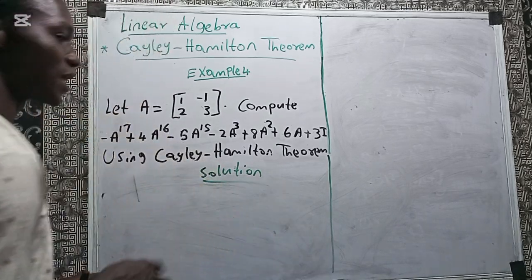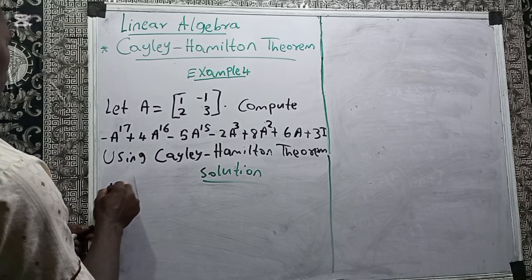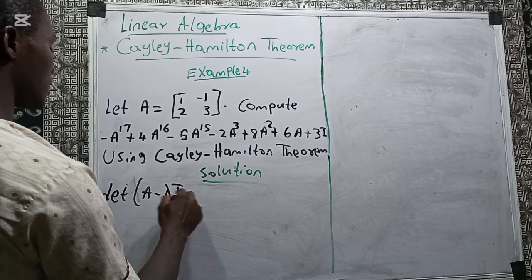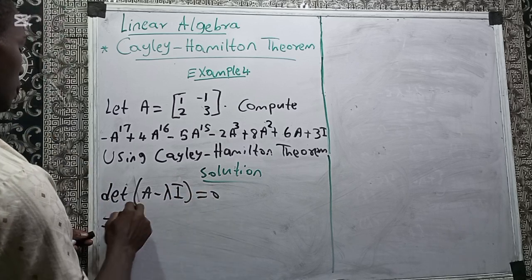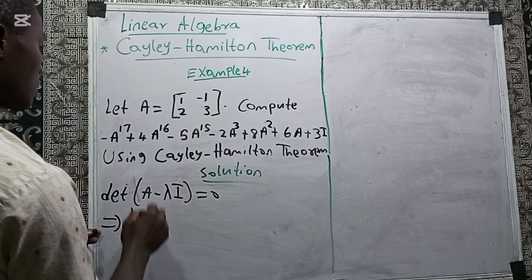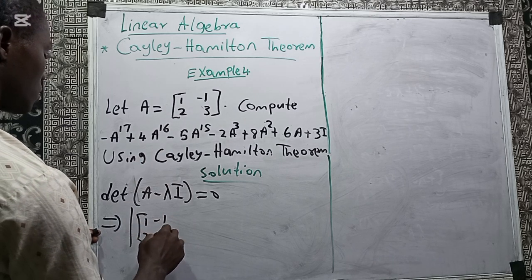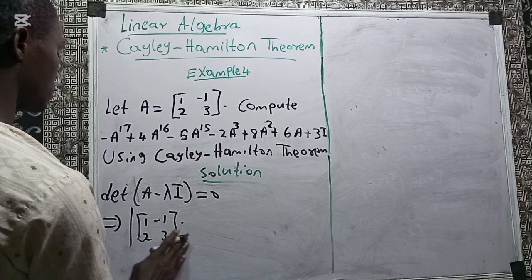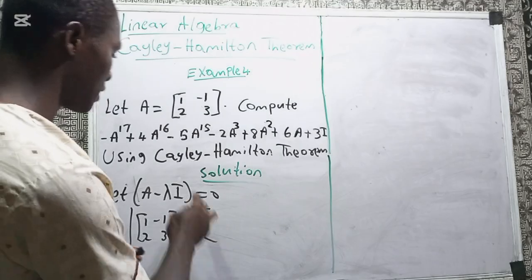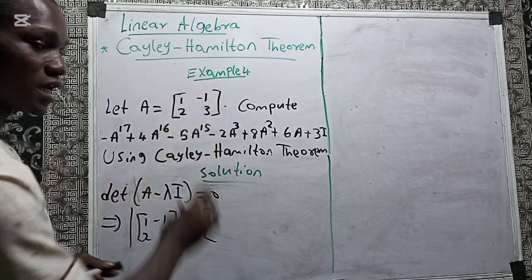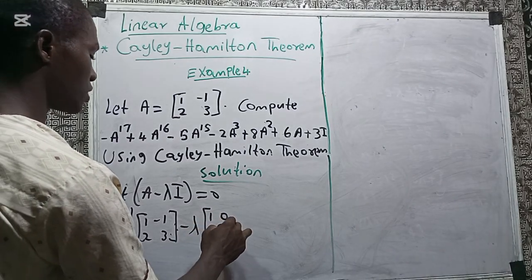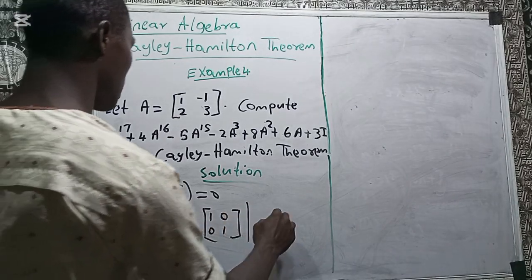So you compute the characteristic equation of this matrix by evaluating determinant of A minus lambda I, then equate it to 0. So this implies determinant of your A, which is this matrix, 1, minus 1, 2, 3, minus lambda. Lambda is a scalar, then I is the identity matrix. Since your matrix A is 2 by 2, this identity matrix must be what? 2 by 2. So we have 2 by 2 identity matrix. So determinant equated to 0.